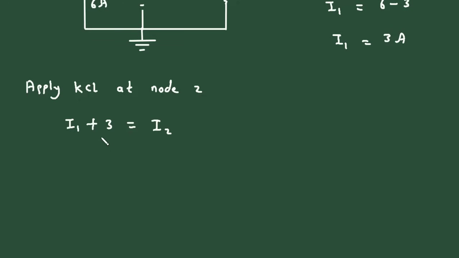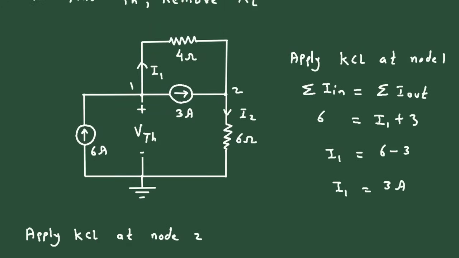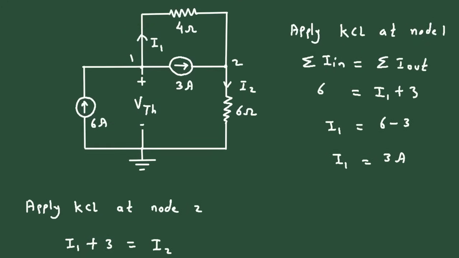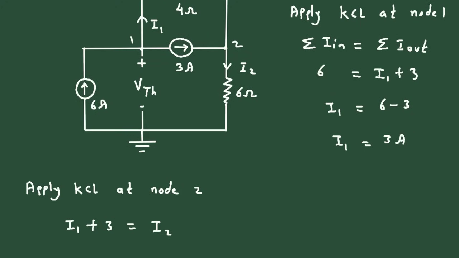Now here we can find the value of I2. I2 will be equal to, the value of I1 is 3 ampere, so it will be 3 plus 3. Therefore I2 is equal to 6 ampere. Now we got the value of I1 and I2. We can find the value of this voltage.